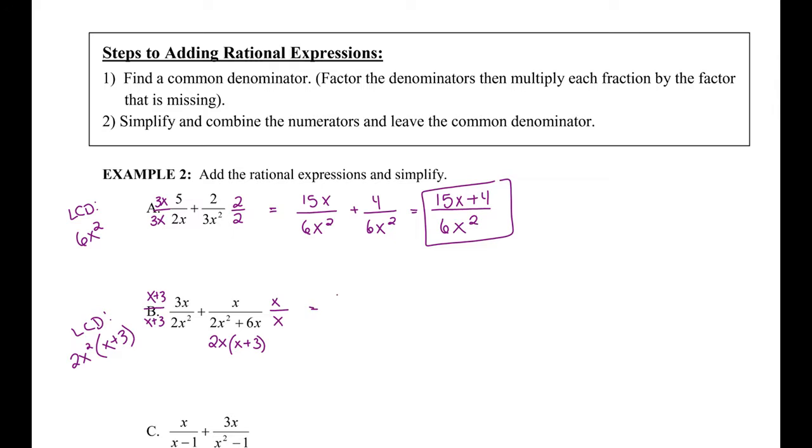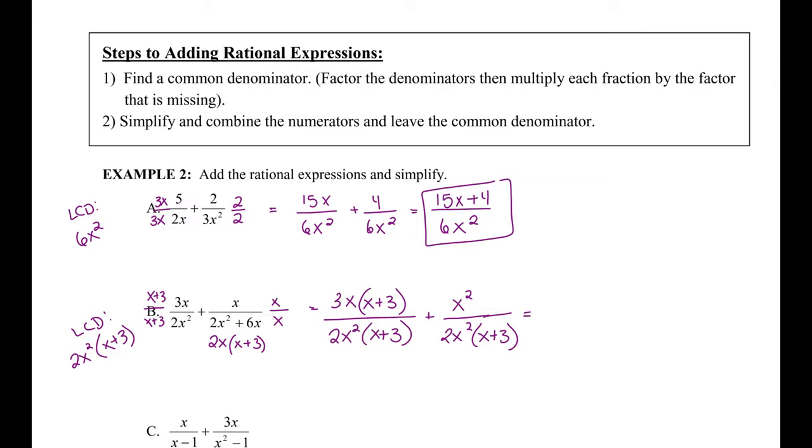So we get 3x times x plus 3 over my common denominator. And you want to make sure that you're not canceling out the common factors yet, because that'll get you back where you started. On the right side, we end up with x squared over 2x squared, x plus 3.